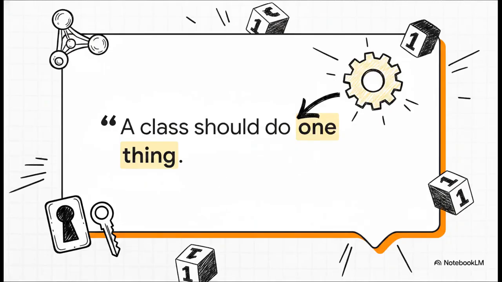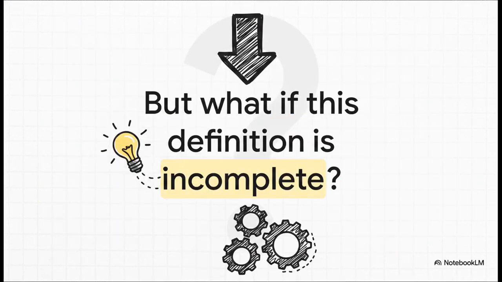A class should do one thing. It's simple, it's catchy, and on the surface, it makes total sense. Seems pretty straightforward. But what if that simple little phrase is actually the reason so many people get this principle wrong? What if it's missing the entire point? Yeah, let's dig into what SRP is really all about.